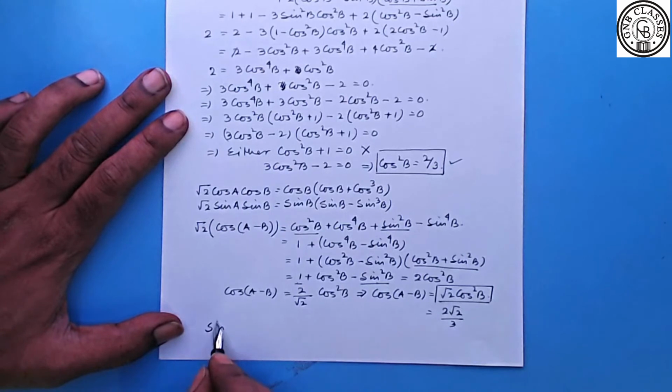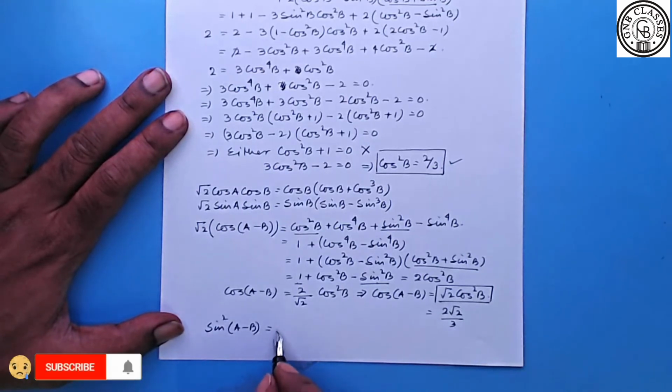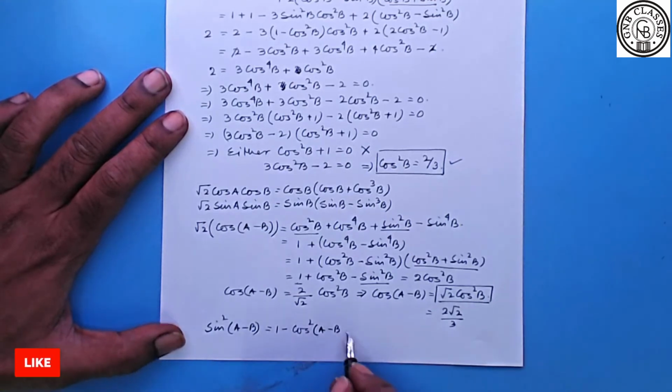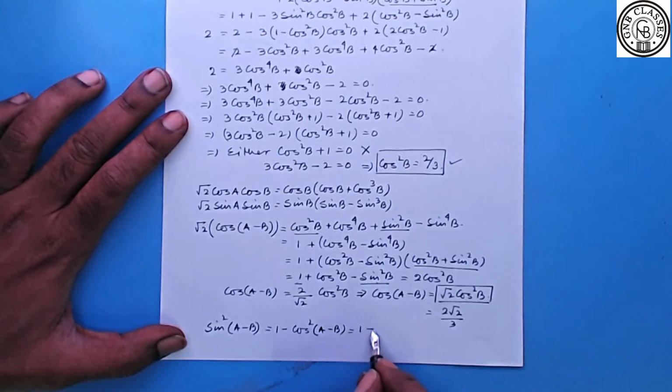Now we have to find out the value of sin(a minus b). So sin square (a minus b) is basically 1 minus cos square (a minus b), which equals 1 minus 8 by 9. Yes or no? Because cos(a minus b) is 2 root 2 by 3, so squaring that, we get 8 by 9. So that gives you 1 by 9.